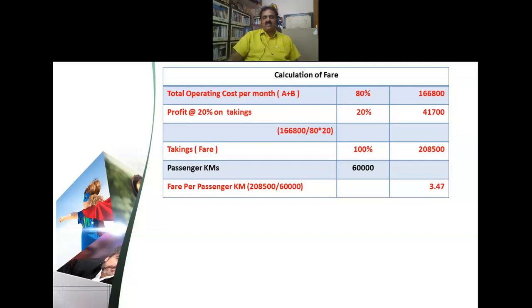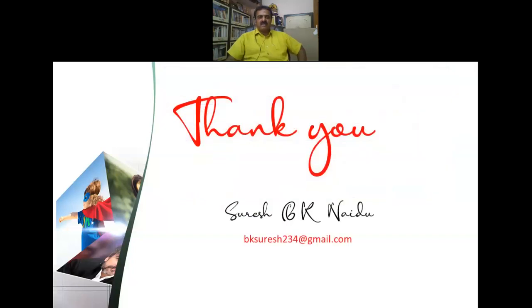This is how you need to calculate the total operating cost, and how to calculate the cost per passenger kilometer, and finally we have calculated the fare. What is the amount to be collected from the passenger so that you will get a profit of 20% on takings. So, hope you have understood.